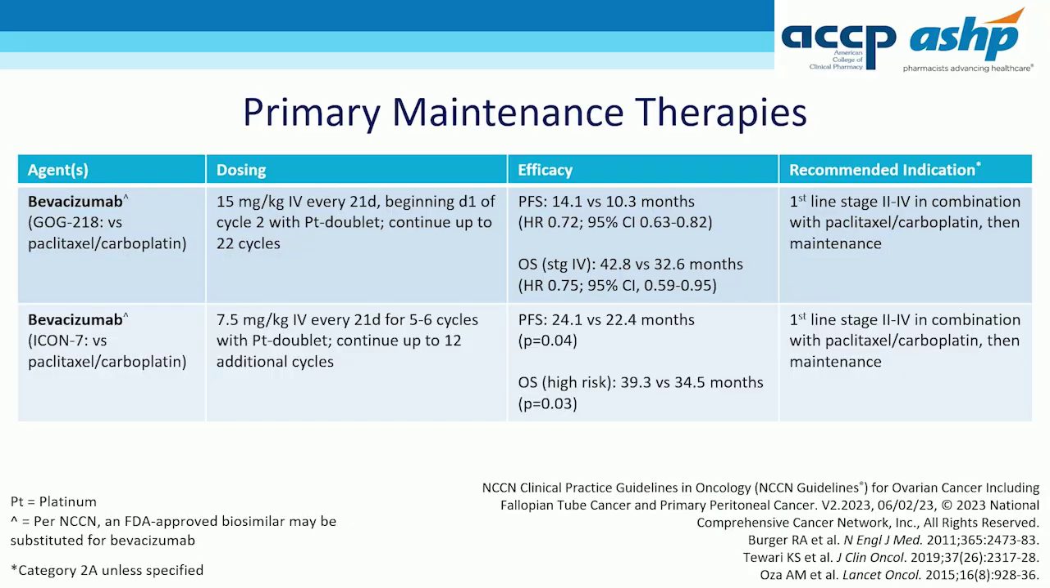Additionally, we have ICON 7, which is the 7.5 milligram per kilogram dosing for this with chemotherapy and then continued as a maintenance. With this, again, we see a modest progression-free survival benefit, and when we looked at the overall survival benefit, there was none for all comers, and they found that those with a high-risk disease, so those with stage 4 that presented with ascites initially, or those that were suboptimally debulked, those were the patients that really seemed to benefit from bevacizumab.